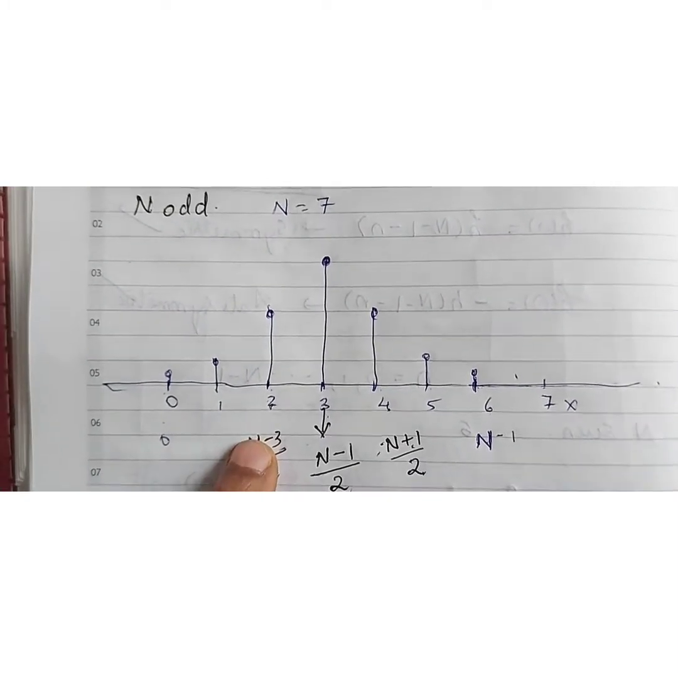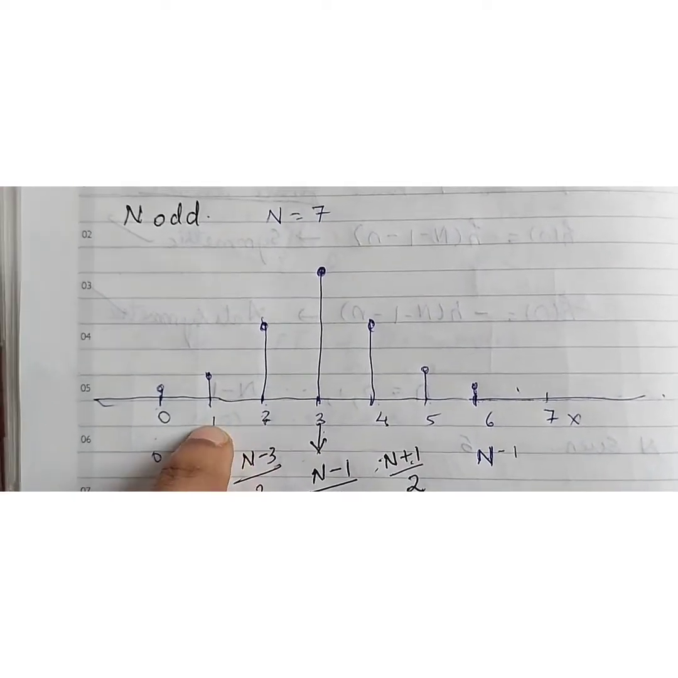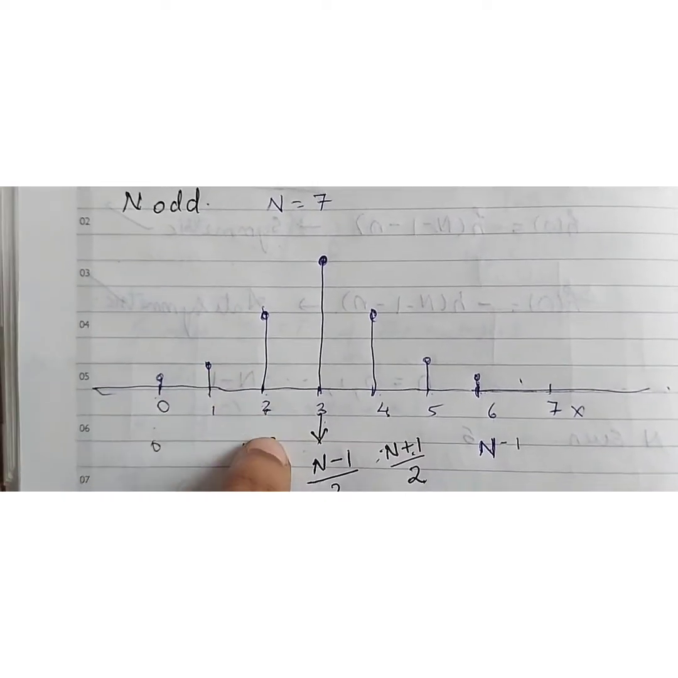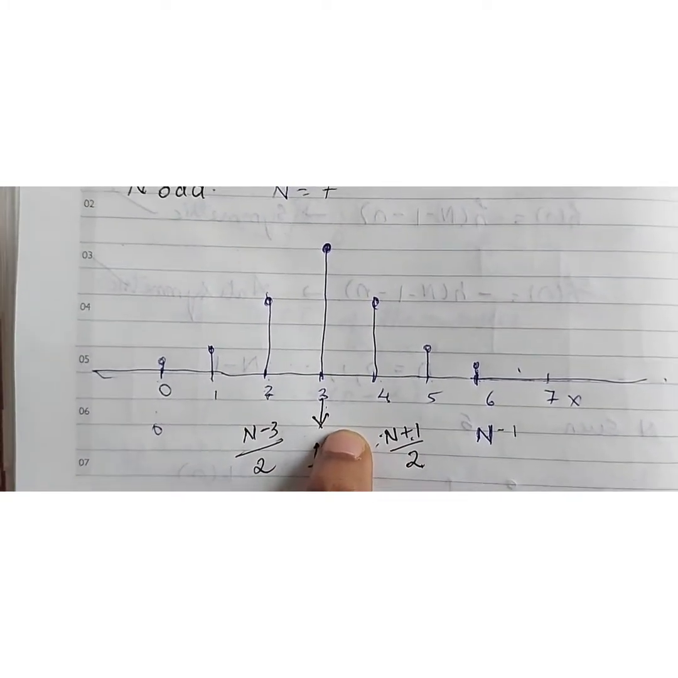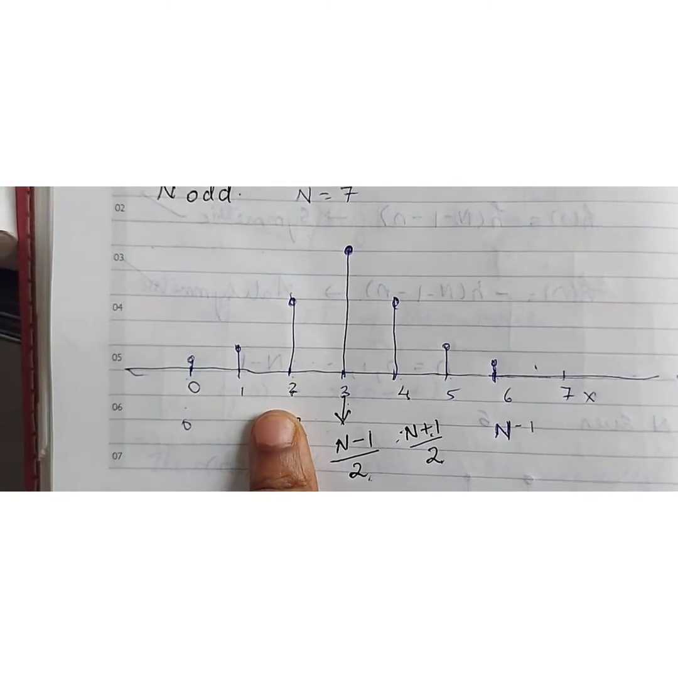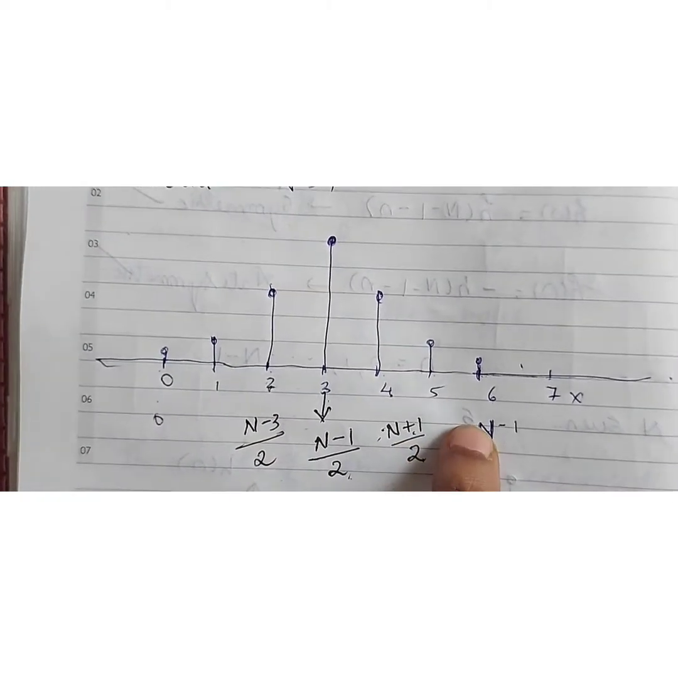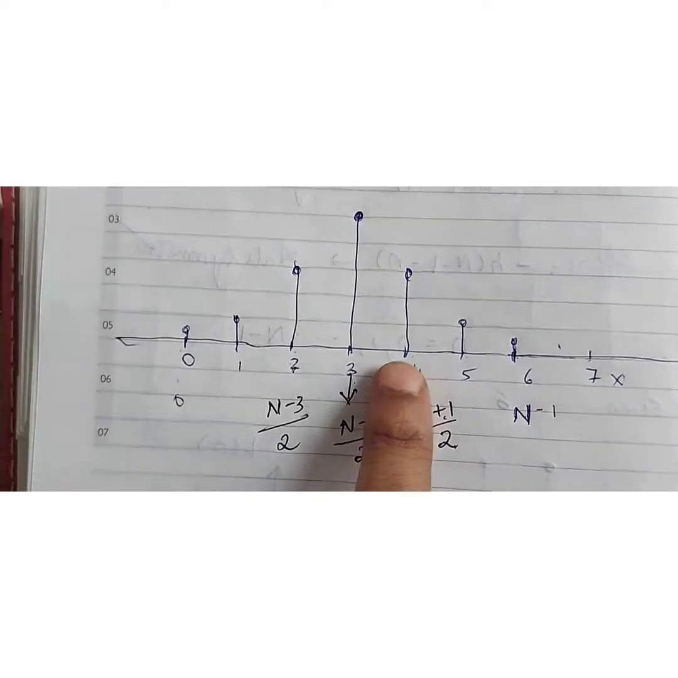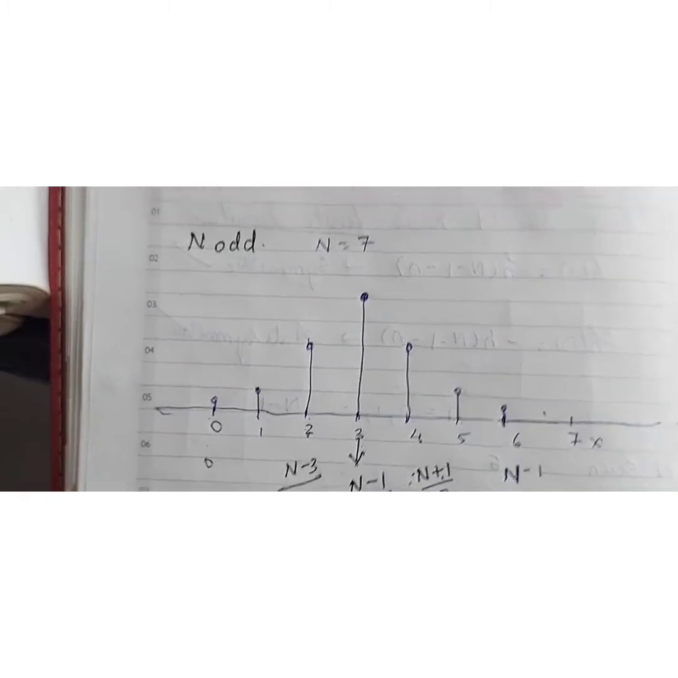Okay, sorry, (n minus 5) by 2. That is, 7 minus 5 is 2, 2 by 2 is 1, okay, 3, 5 and so on. So the center values are (n minus 1) by 2, (n minus 3) by 2, (n minus 5) by 2 and so on. This will be (n plus 1) by 2, (n plus 3) by 2 and so on. You're interested only in these values. This is just to establish the symmetric values, okay.